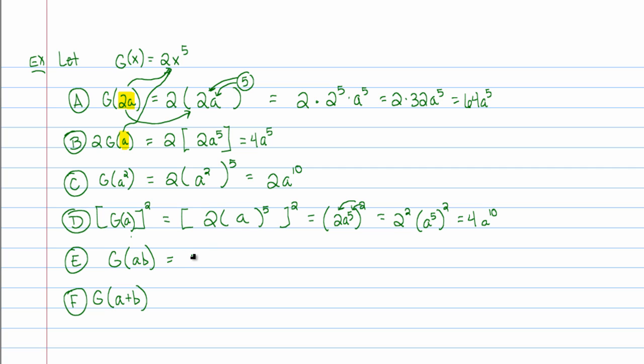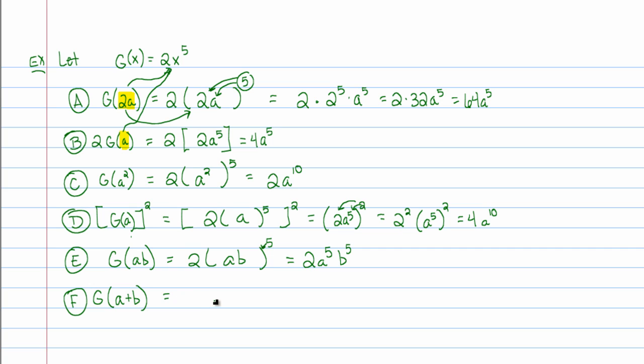G of ab. Remember, our function is 2 times junk to the fifth. What we're plugging in for junk is ab. So that 5, again, because it's a product, that 5 will apply to both of the factors. So it'll be 2a to the fifth, b to the fifth. Notice that the exponent doesn't apply to the 2 because the exponent's not touching the 2. It's only touching what's in this briefcase.